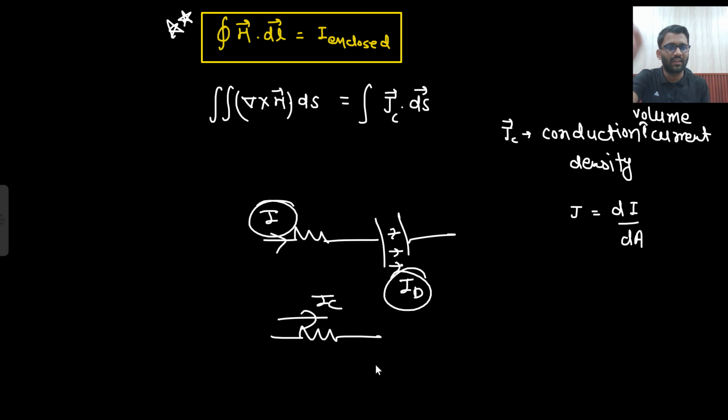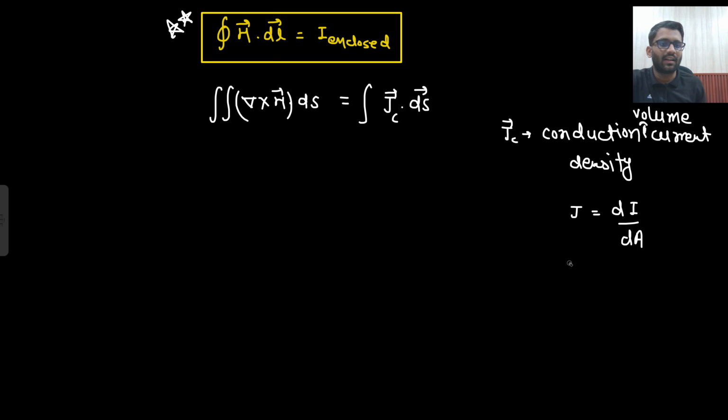This I current is only conduction current. But why have I given it a different name? Because displacement current will come into action in the next lecture. So that's why I am giving a different name. Okay. So Jc is the conduction current density, or I should say conduction volume current density.